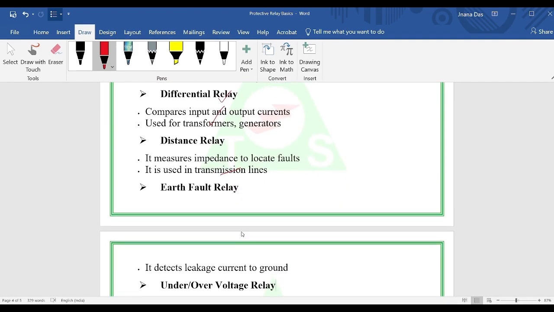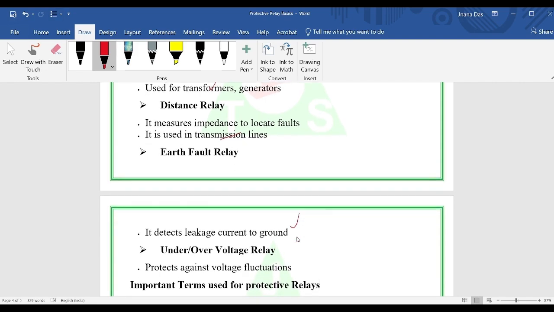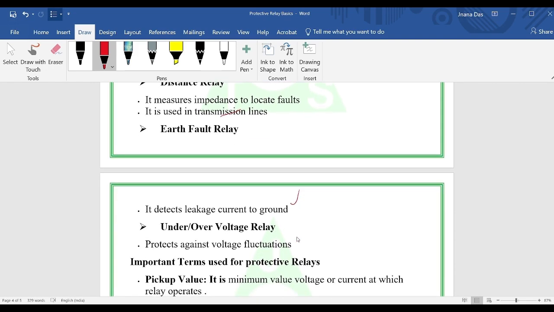Then your earth fault relay. It detects the leakage current to the ground. Then another type of relay is the under voltage or over voltage relay. It protects against voltage fluctuation. It may be over voltage of the system or under voltage of the system.